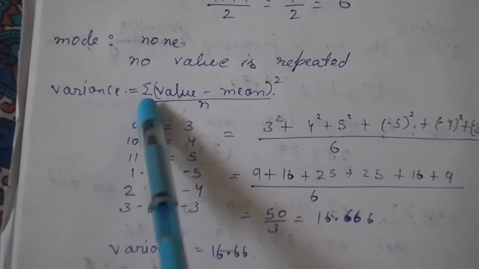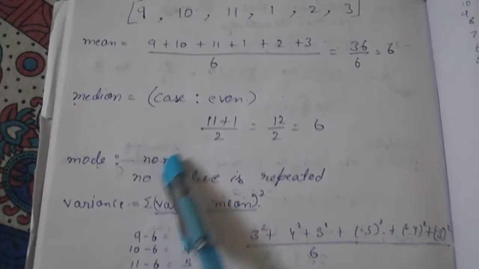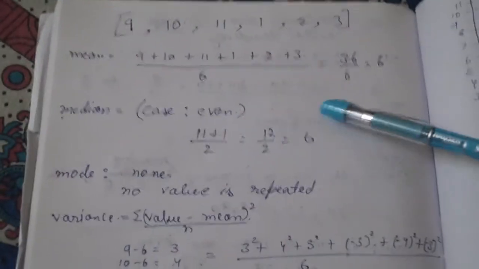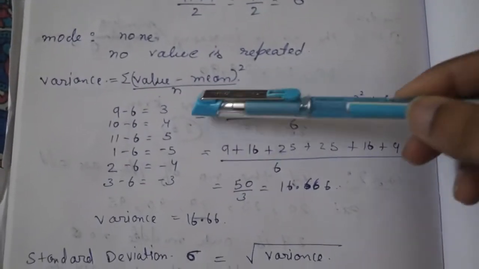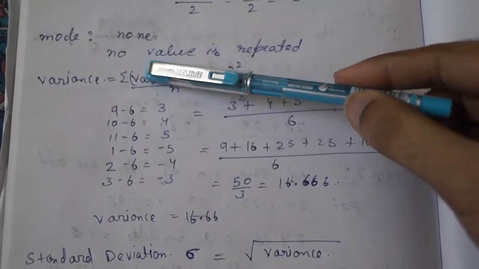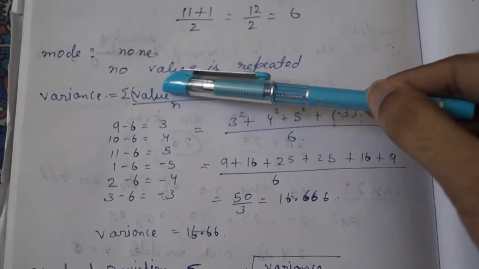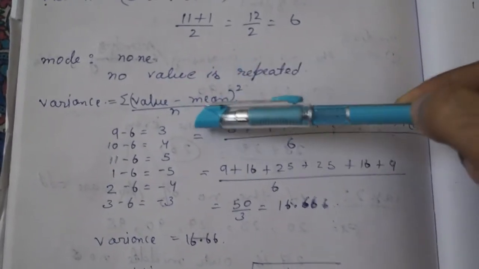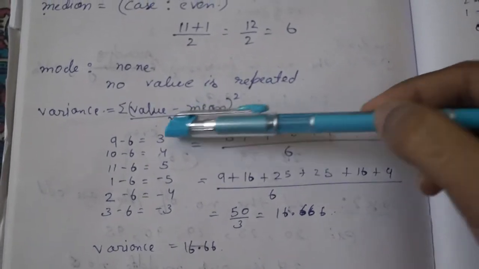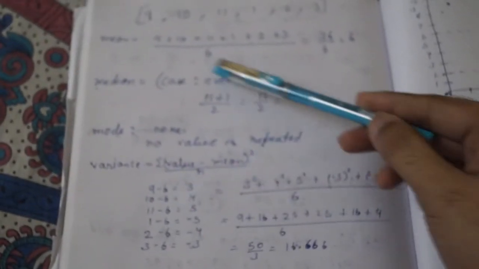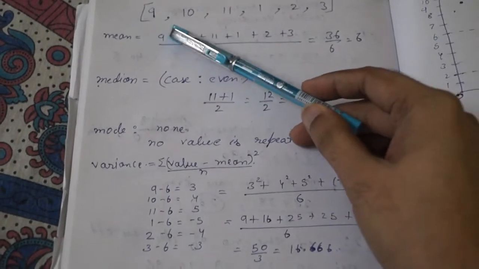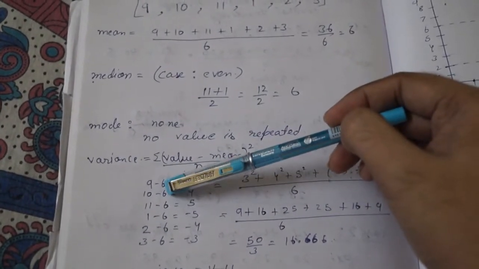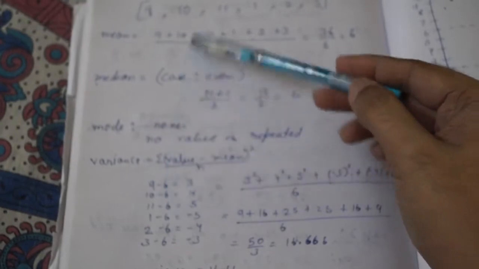Then we have variance. Then we need to calculate its standard deviation from the mean. So to calculate standard deviation from the mean, we have to find the variance. So variance is the sum of (value minus mean) squared, divided by the number of total elements. So first we will find the differences from the mean.